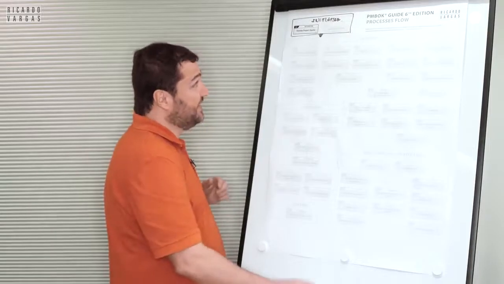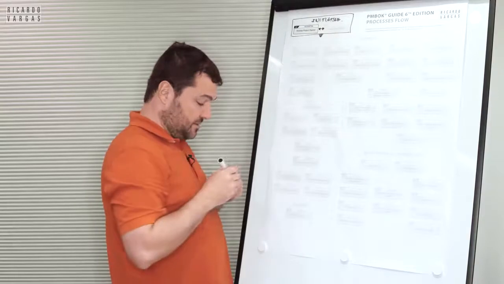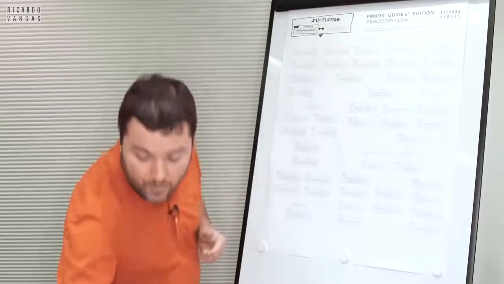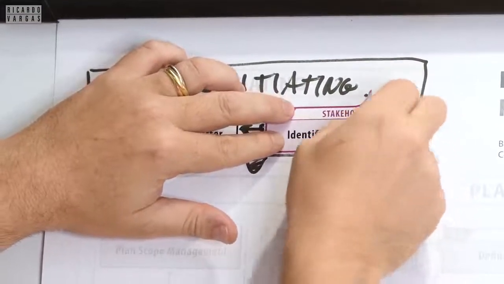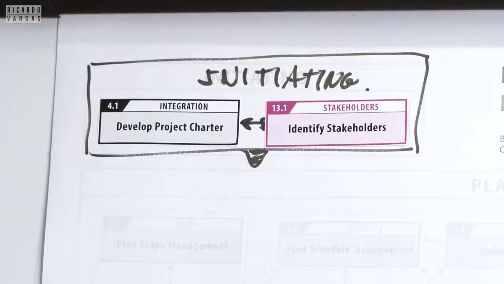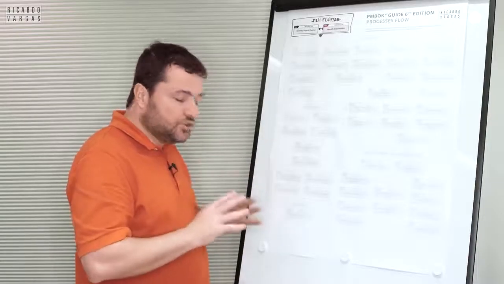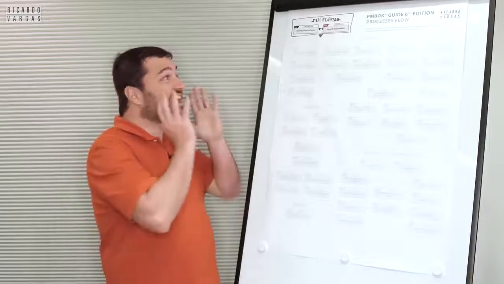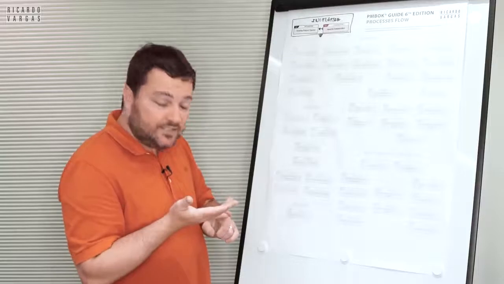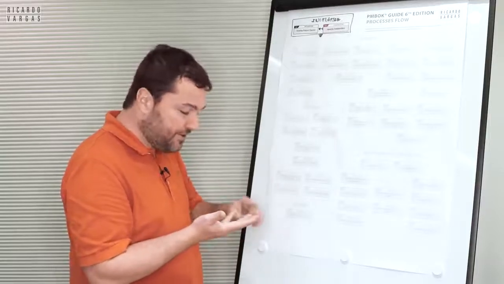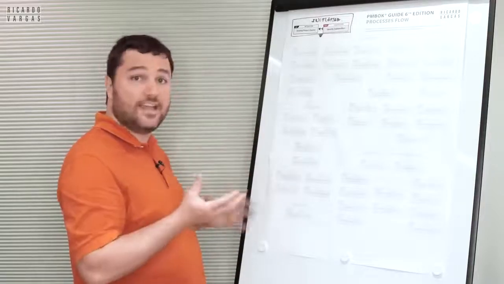In parallel to that, you do a stakeholder process, which is to identify stakeholders. Let me explain this. What is a stakeholder? A stakeholder is any person or entity that has any kind of interest in your project, maybe positive, maybe negative. So a supplier, a client, another area in your organization, they are all stakeholders.